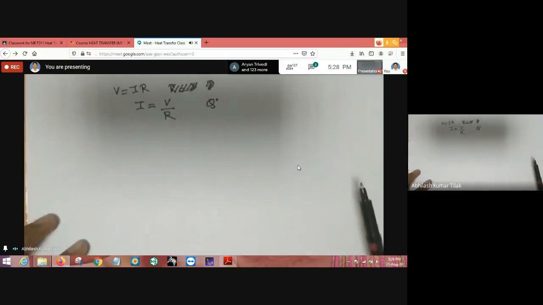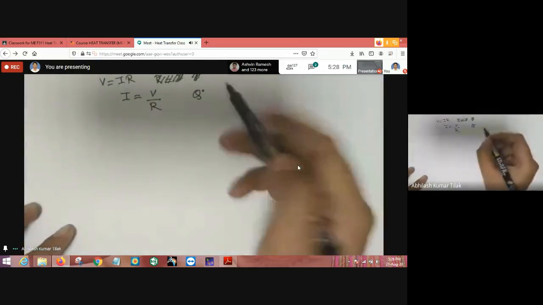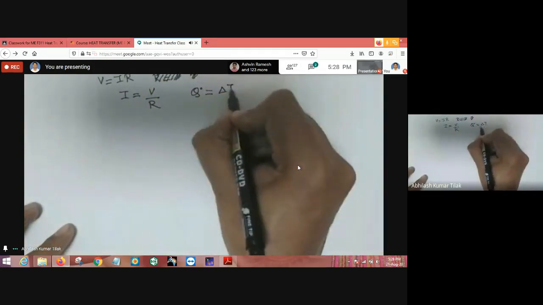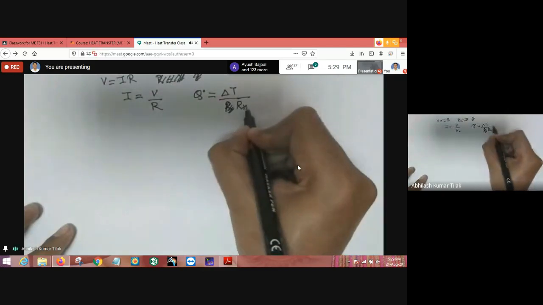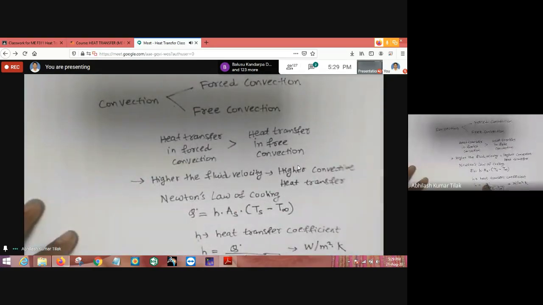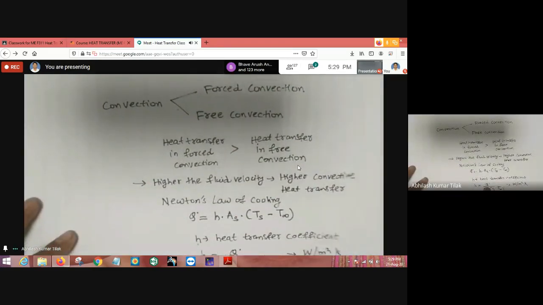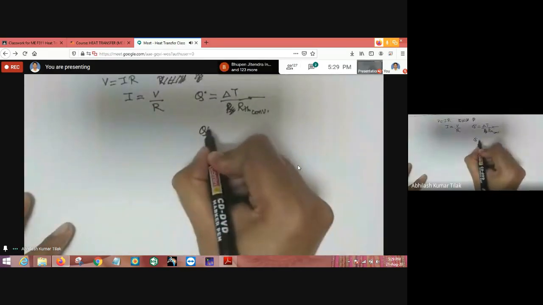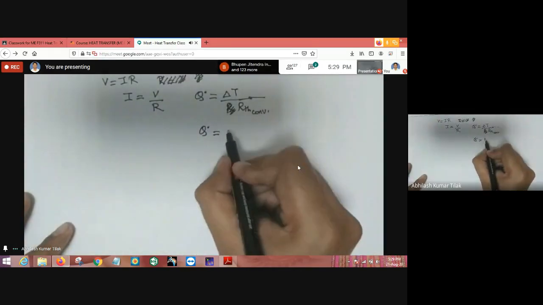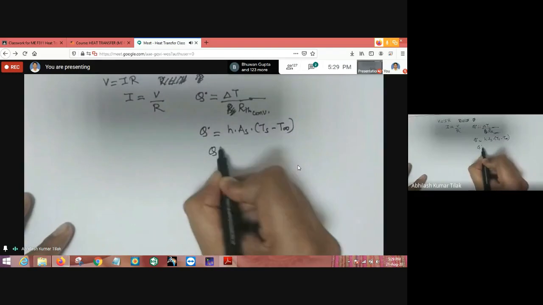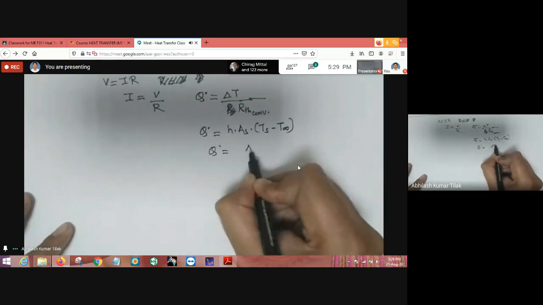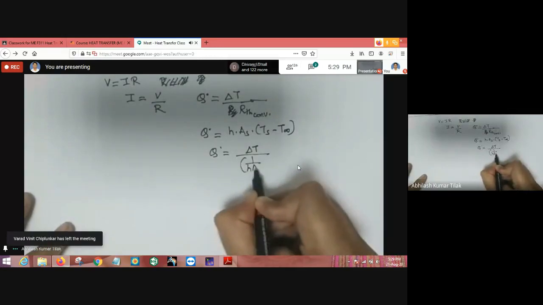So rate of heat transfer is the effect, and temperature difference is the potential, divided by the thermal resistance to the convection. Now from this relation, heat transfer would be the effect here. I can write Q dot from Newton's law of cooling as H into AS into Ts minus T infinity. So I can write this Q dot is equal to delta T upon 1 upon HAS.